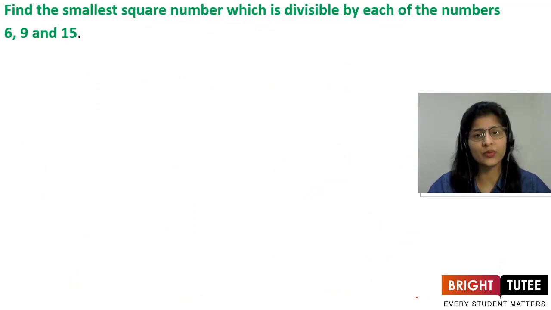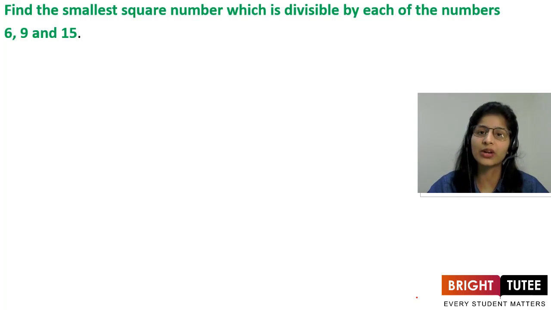Here also there is one question asked. They're asking, find the smallest square number which is divisible by each of the numbers 6, 9 and 15. We have to find the smallest square number. Now if the number is divisible by each of these, because they're asking for the smallest, that means they're asking for the least number. We are going to work on LCM. Right, divisible by each of these three numbers. So definitely we have to find out the least common multiple first, and then we will see how we can make that a perfect square.